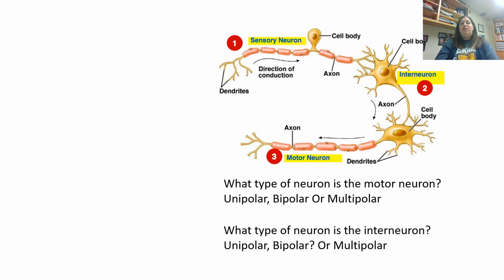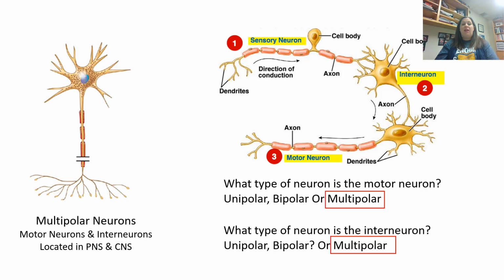All right, so I have a picture here showing you number 1 is a sensory neuron, number 2 is the interneuron, and number 3 is a motor neuron. So what type of neuron is the motor neuron? If we take a look at this motor neuron at number 3, how many projections are coming off of the cell body? Well, in this case, there are many projections, so this would be multipolar. Then the next question is what type of neuron is an interneuron? The interneuron here is number 2. Again, there are many projections coming off, so it is multipolar as well. So multipolar neurons are going to be mostly motor neurons and interneurons, and they're going to be located both in the peripheral nervous system and the central nervous system.